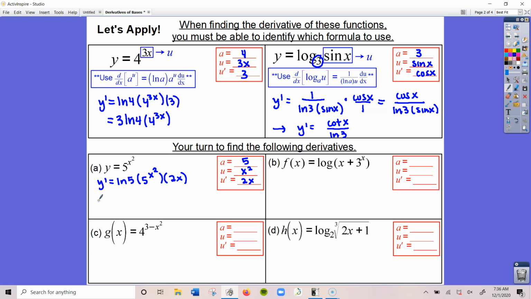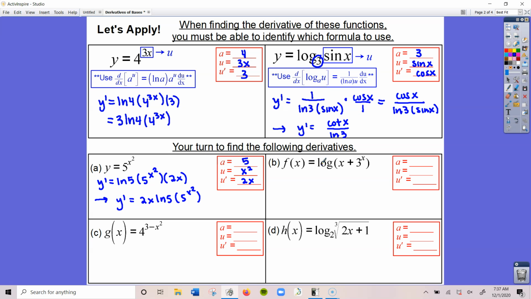And again, we can write this a little nicer if you like. Y prime would equal 2x ln of 5 times 5 raised to the x squared. Now, since this is all being multiplied, it does not necessarily matter the order in which you write it. I just typically like to write it out like this.